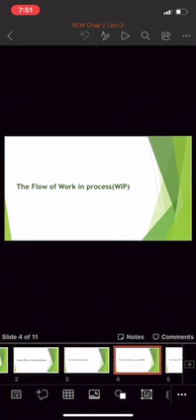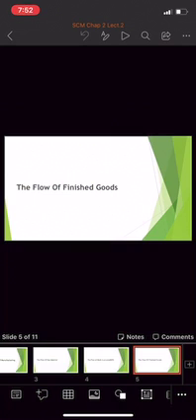Next is the flow of work in process. This is an important component of manufacturing as it also affects the balance sheet of the company. This workflow describes partially finished goods. Work in process also includes raw materials, labor, and overhead costs incurred for products that are at various stages of the production process. It helps to identify products waiting for completion.